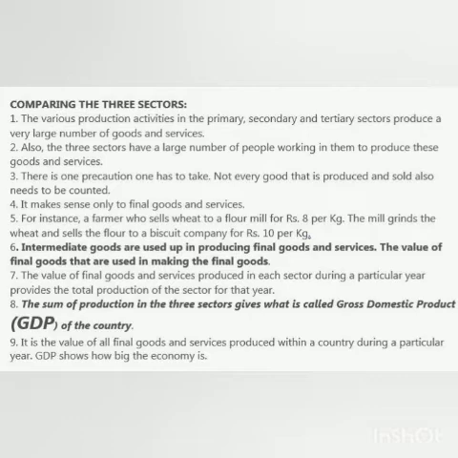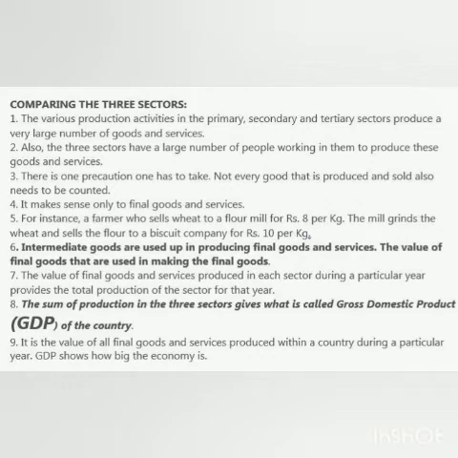Dear students, now we are going to discuss comparing the three sectors. The various production activities in the primary, secondary and tertiary sectors produce a very large number of goods and services. Also, the three sectors have a large number of people working in them to produce these goods and services. There is one precaution one has to take. Not every good that is produced and sold also needs to be counted. It makes sense to count only final goods and services.